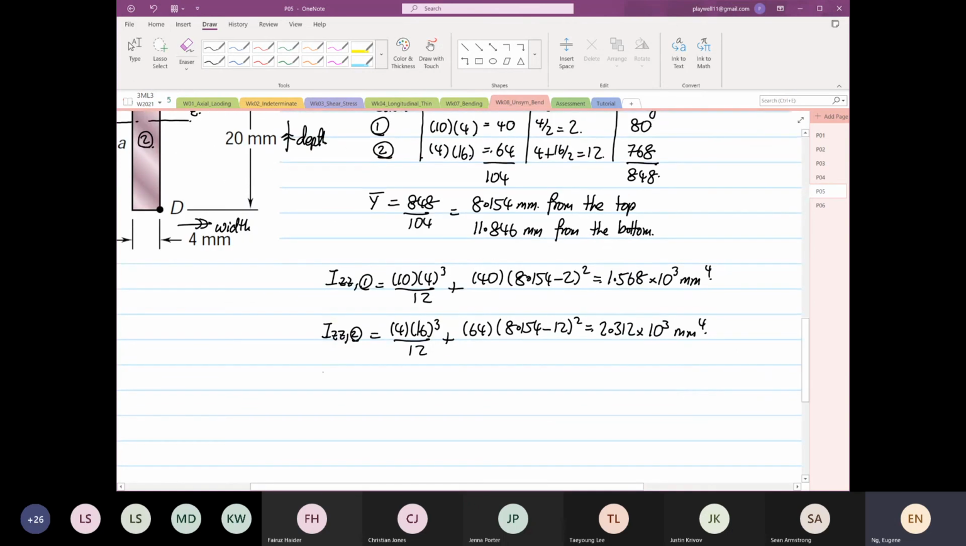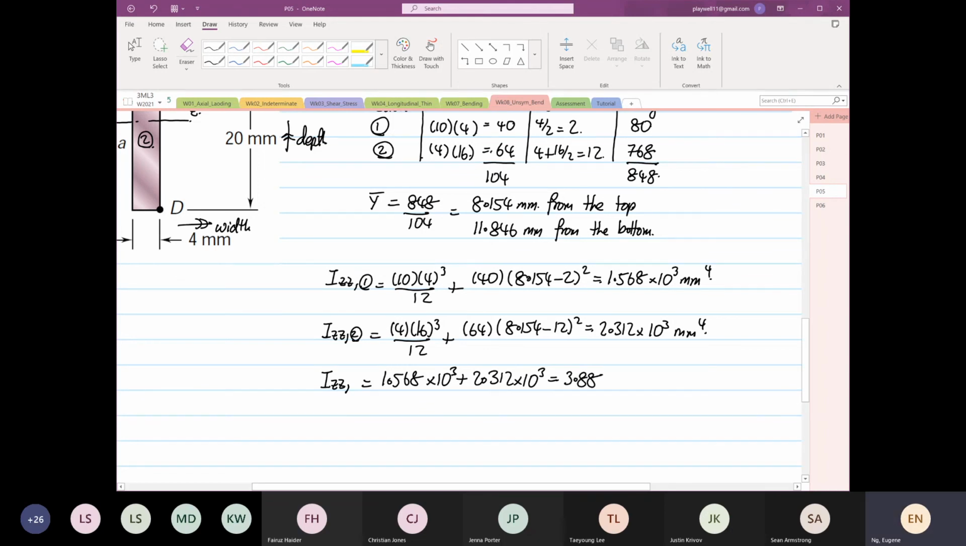So Izz total is equal to 1.568 times 10 to the power 3 plus 2.312 times 10 to the power 3. So it's equal to 3.88.